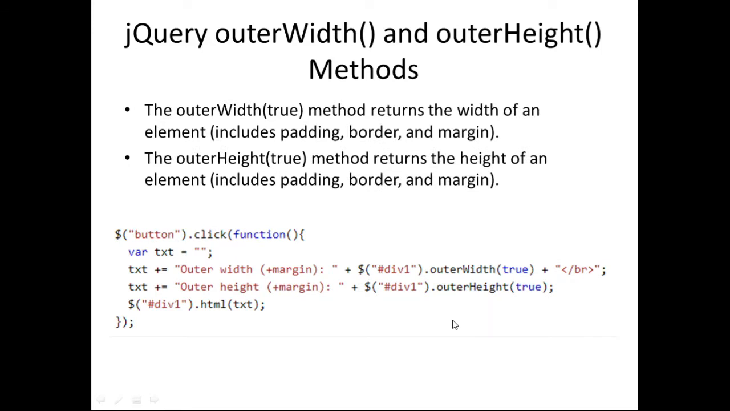OuterWidth and outerHeight methods. So outerWidth with the true parameter returns the width of an element that includes the padding, the border, and the margin. The outerHeight with true also returns the height of an element that includes the padding, the border, and the margin. So again, the example here is similar to that of a while ago, but instead of just innerWidth or outerWidth, or outerHeight rather, we just include the true parameter.